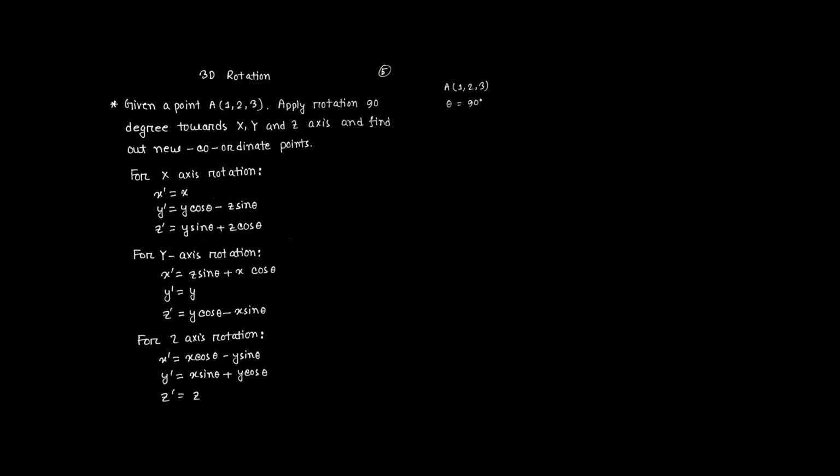Given point A(1,2,3) in 3 dimensions, we have to rotate it 90 degrees and obtain the new coordinate. We apply the formula on the x, y and z axis and find the new coordinate.